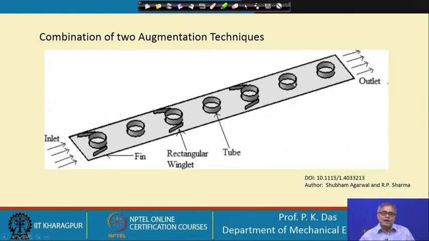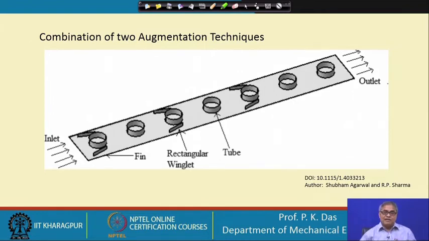Now you can understand the arrangement. These show the tube cross section through which some liquid is passing. Surrounding the tube we have a thin plate, which will act as an extended surface or fin. This will give augmentation of heat transfer, and this is a passive augmentation of heat transfer.